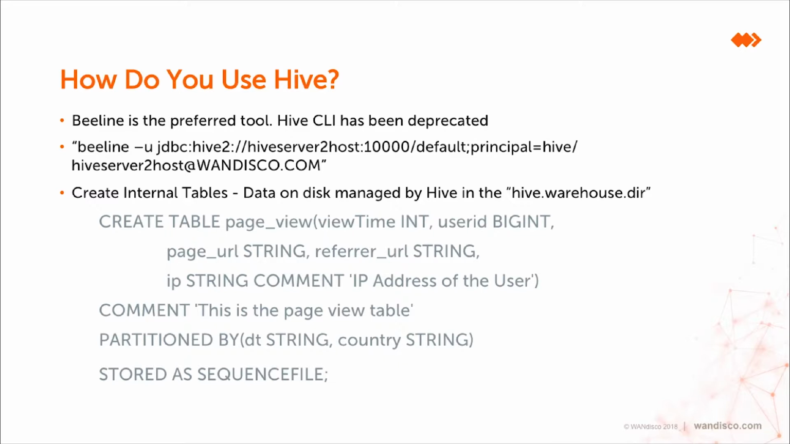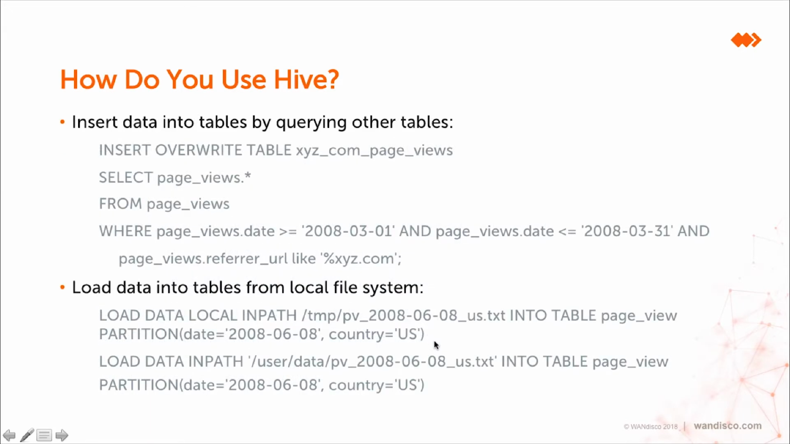Here's an example of a create table page view, and you can see it's stored as a sequence file, and it's partitioned by date and country. You could insert data into a table by querying other tables. This is a common SQL technique. You could see here, you could select star from page views where the date equaled such.